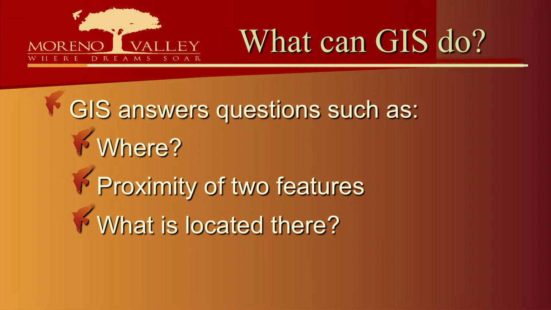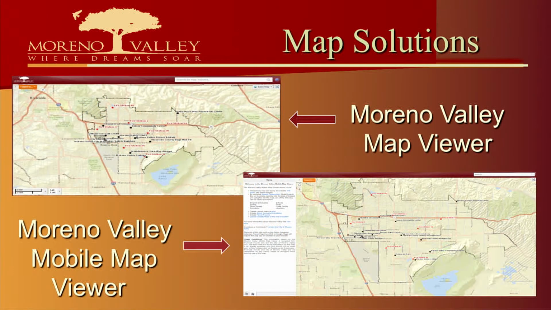GIS can answer what is located there. What is the number of the street light outside of my home that needs to be repaired? What is located at a specific address? These questions and more can be answered with the Moreno Valley Map Viewer and the Moreno Valley Mobile Map Viewer. Both are robust applications that are intuitive and easy to use.